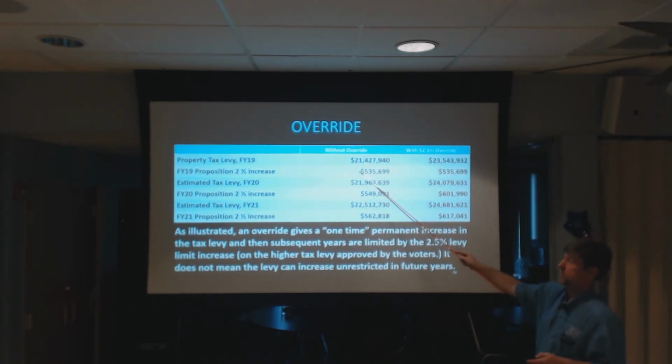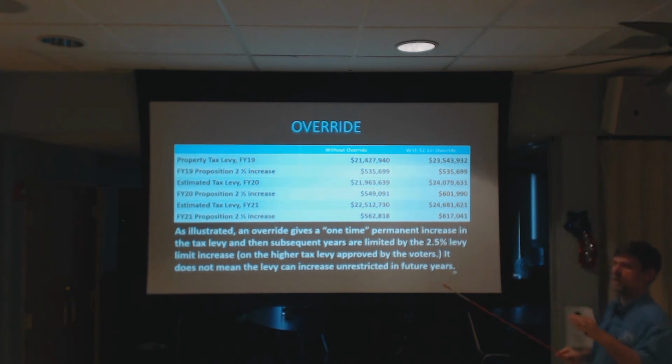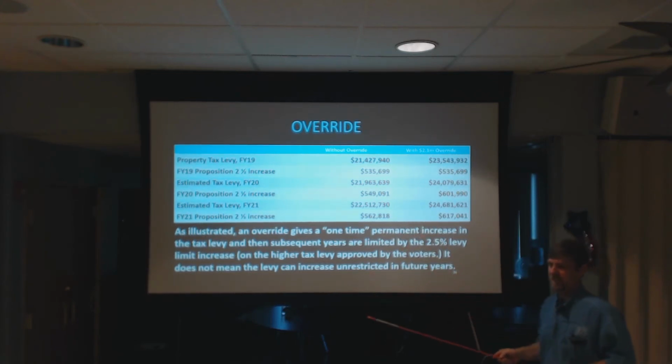Our expected increase for Proposition 2.5 is $535,000. That means our estimated levy in fiscal year 20, next year, without the override, would be around $21.9 million. And our Proposition 2.5 levy increase on that would be roughly $549,000. There are a lot of different numbers that come into play, so that number would probably be a little bit more. It might be closer to $560,000, for instance. But you can see the math.